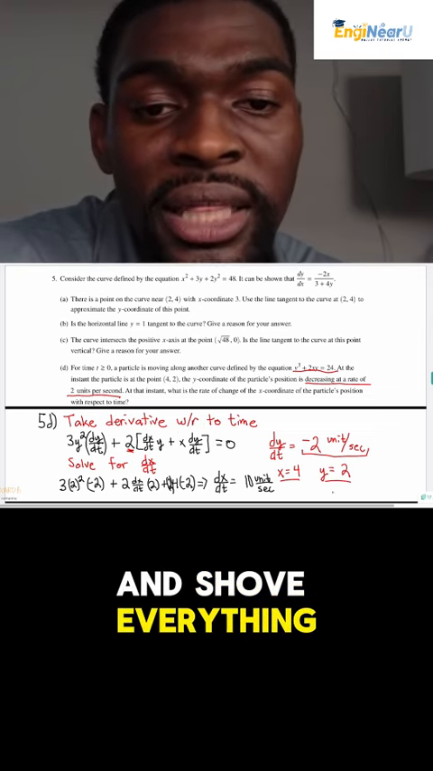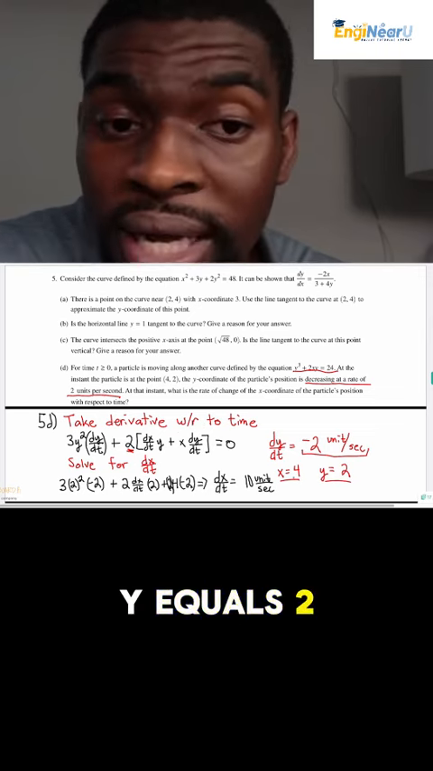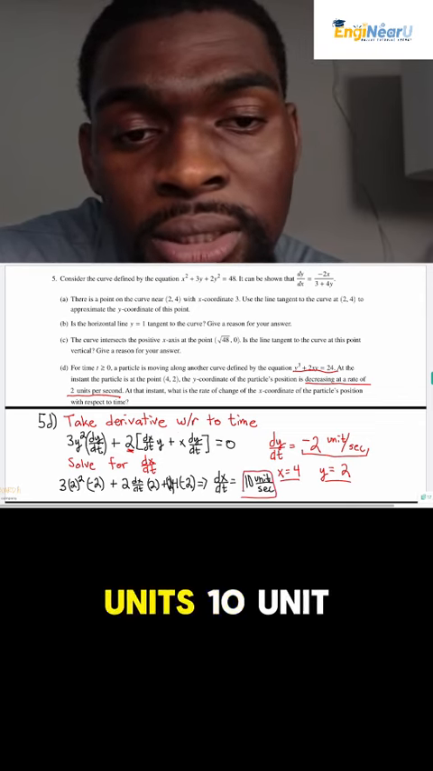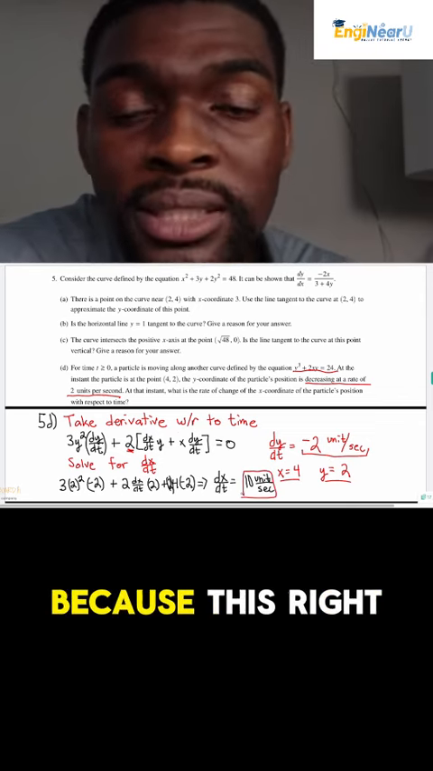We just plug and chug everything in here. So we've got x equals 4, y equals 2, and dy dt is equal to our negative 2. We plug all of those in, and we end up coming down to 10. Don't forget our units: 10 units per second, because this right here is a rate.